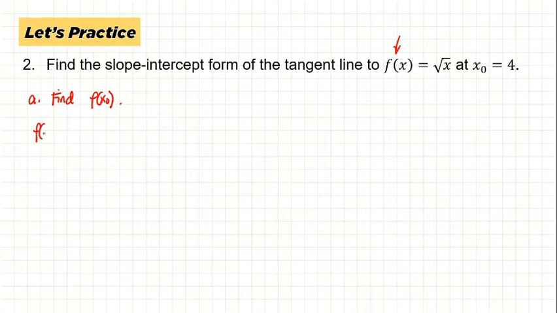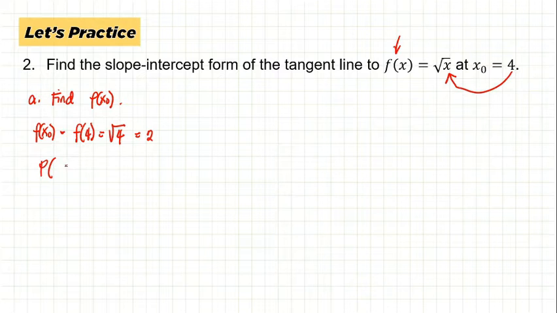So f of x sub o will be equal to, our x sub o is 4, so we have f of 4. So we will now substitute 4 to x, so that will be square root of 4, and that is equal to 2. So we substituted 4 to x. Okay, therefore, our point has the coordinates 4 and 2. This is x sub o, this is f of x sub o. Okay, next we will solve for the slope of the tangent line, m sub TL.